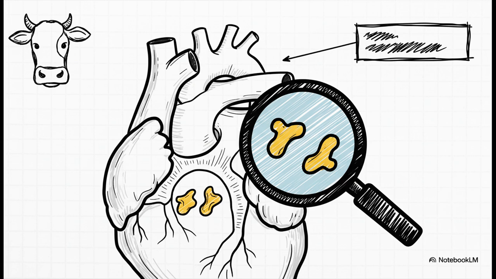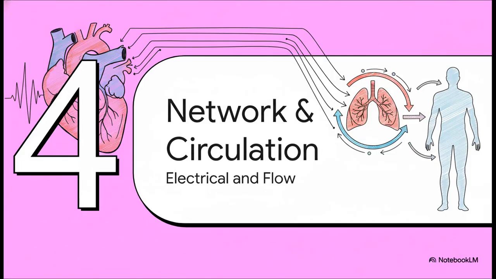In older cows, you can actually find 2 little bones, called the os cordis, right in the fibrous ring at the base of the aorta. It's just a cool reminder that while the basic plan is the same, evolution comes up with some interesting tweaks. So we've got the physical structure of the pump and the pipes down, but how does the heart actually know when to beat? And where does all that blood go once it leaves?